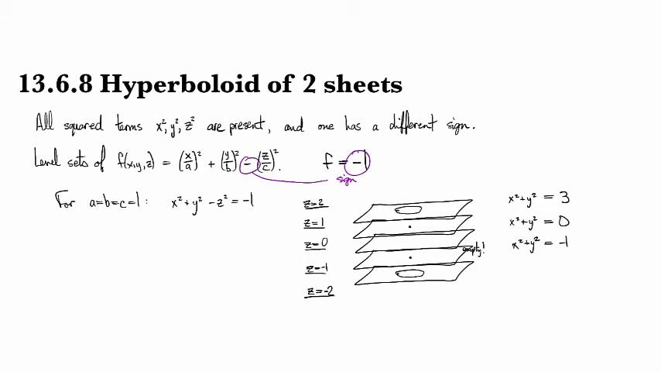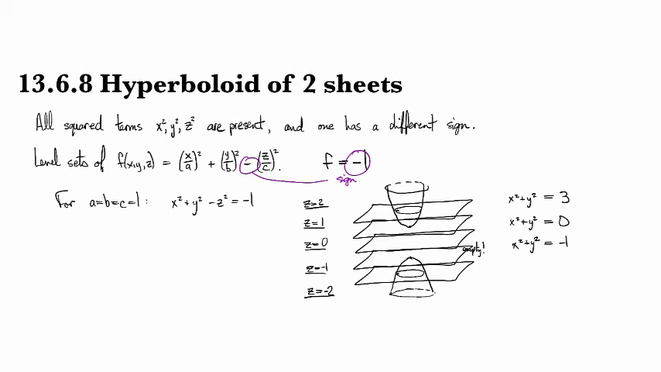And so it turns out that what we get is something that looks like this. And that is a hyperboloid again, but now it's a hyperboloid of two sheets. So there's the part that goes up and the part that goes down.